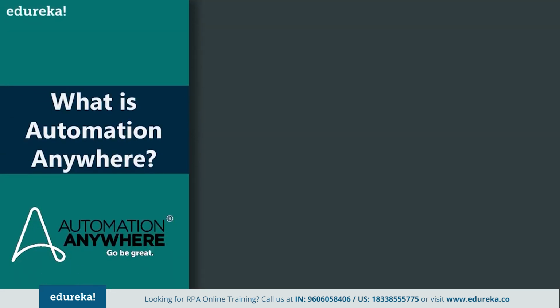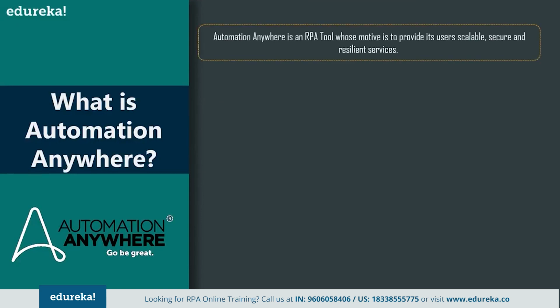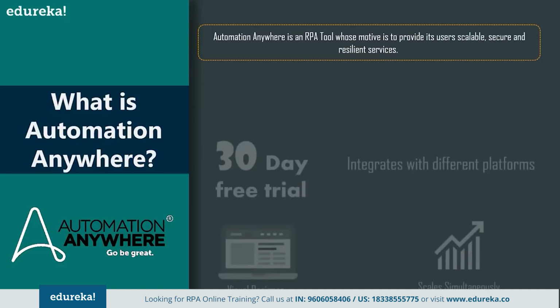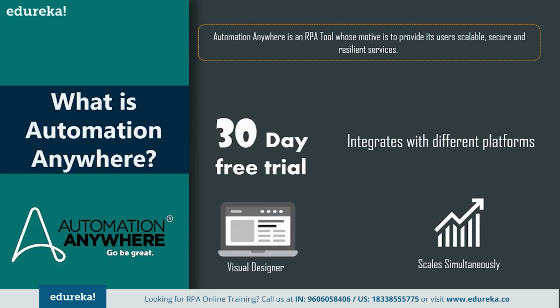Alright. Since this session is completely based on Automation Anywhere, let's only concentrate on Automation Anywhere. So let's know what exactly Automation Anywhere is. Automation Anywhere is an RPA tool whose motive is to provide its users with scalable, secure, and resilient services. This tool offers a 30-day free trial to let you explore the tool first and automate tasks, and then provides you with an enterprise service. Automation Anywhere also offers better performance as it has the ability to integrate with different platforms and also scale simultaneously. This tool is meant to be used at the enterprise level and is mainly designed for solving complexity issues, right?